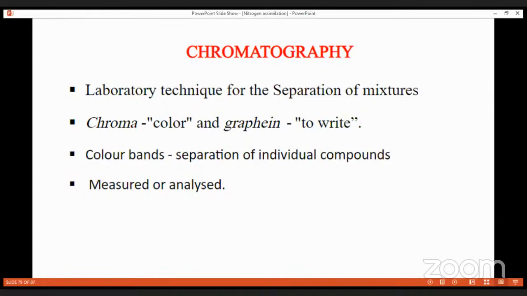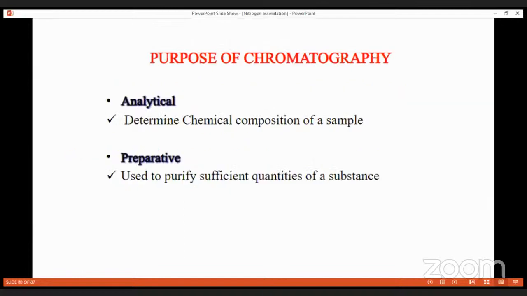So in chromatography, colored bands will appear and they separate the individual compounds, and it is used for measuring or analyzing the different compounds. It is qualitative and also quantitative. So the purpose of chromatography is either to analyze something, to determine the chemical composition of a sample, or it is preparative also. It can be used to purify sufficient quantity of a substance. In advanced chromatography techniques like HPLC and others, we use it to purify sufficient quantities.